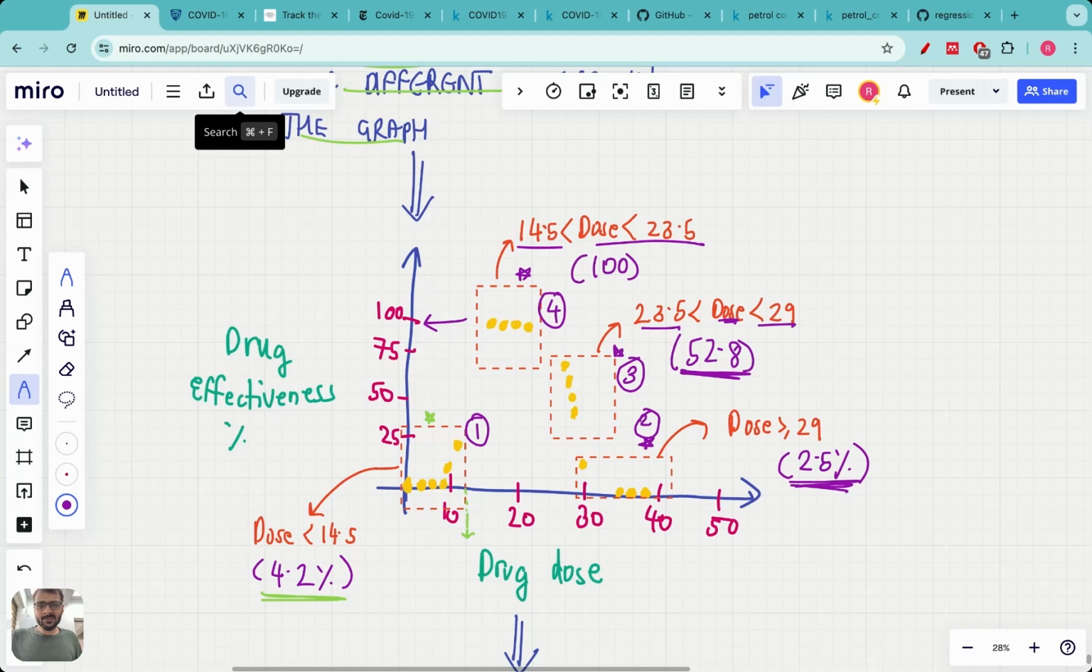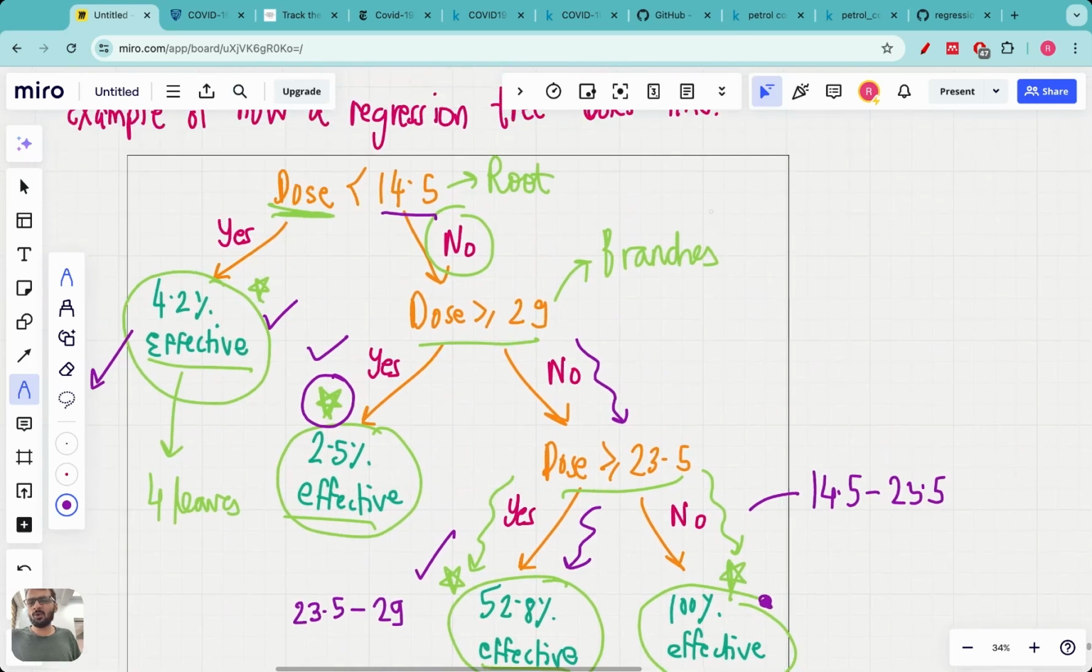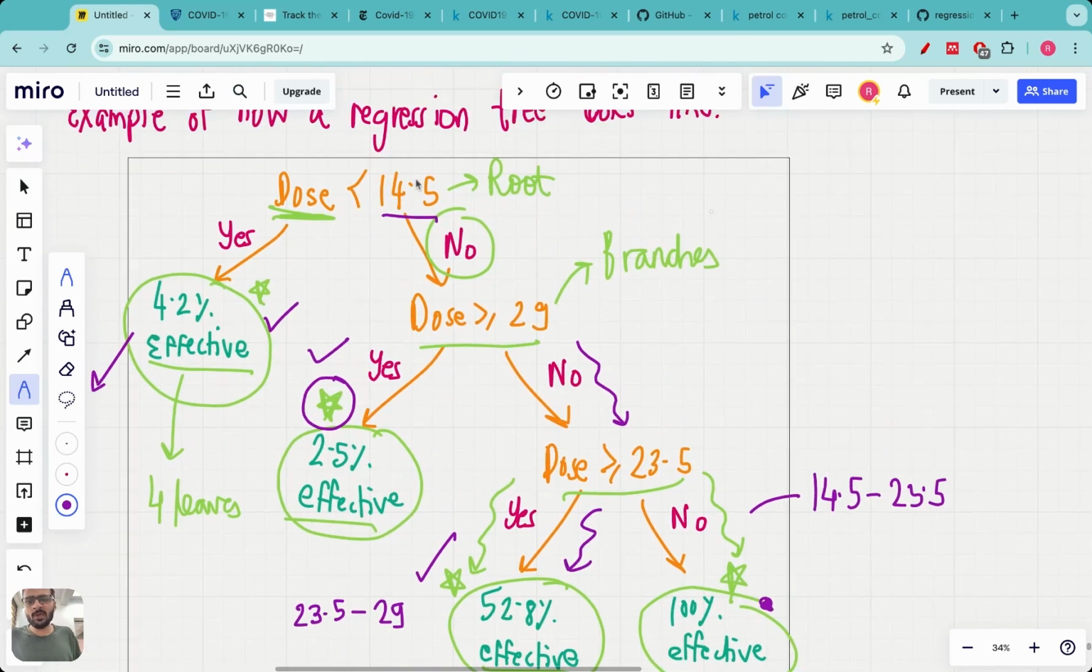What we'll be doing from subsequent lectures is to build out this regression tree. There are so many questions, right? So if you look at this regression tree, how do we build this out? So first, how did we come up with 14.5 here? How did we come up with 29 here? All of these are open questions which we'll start to address.